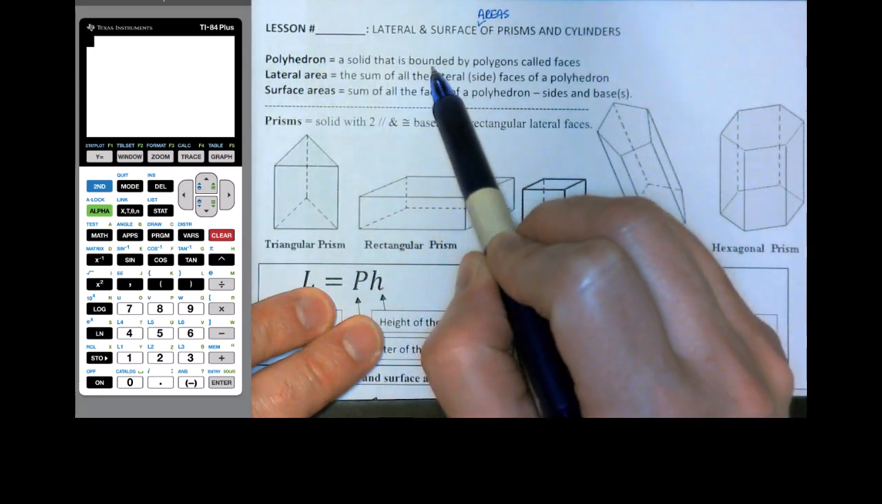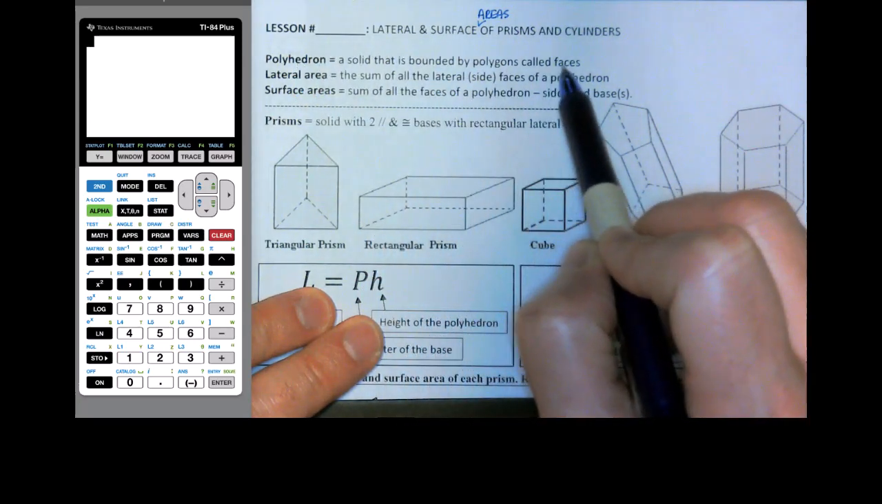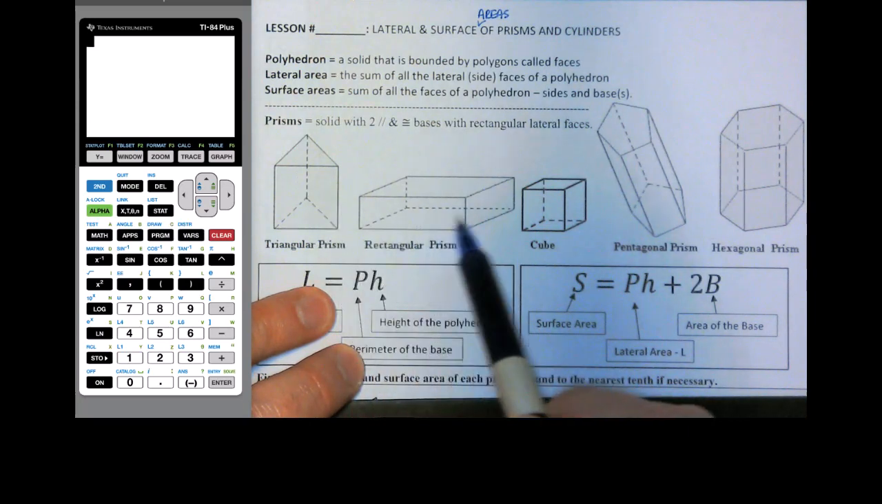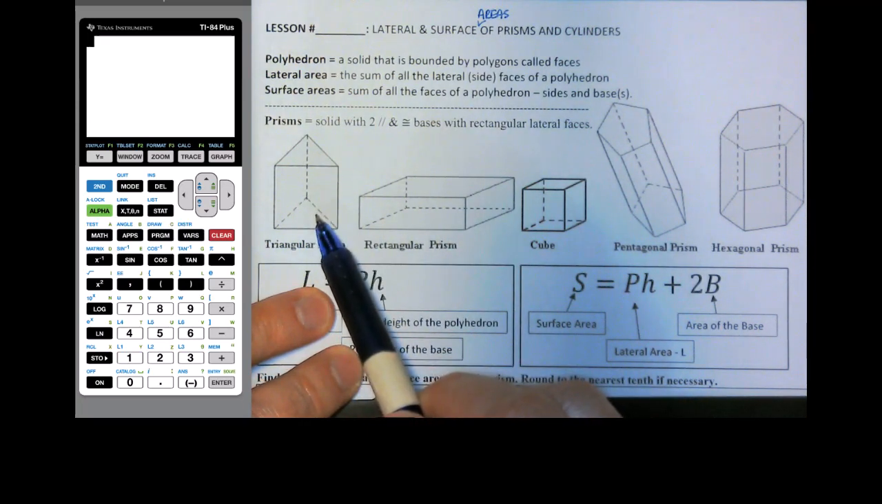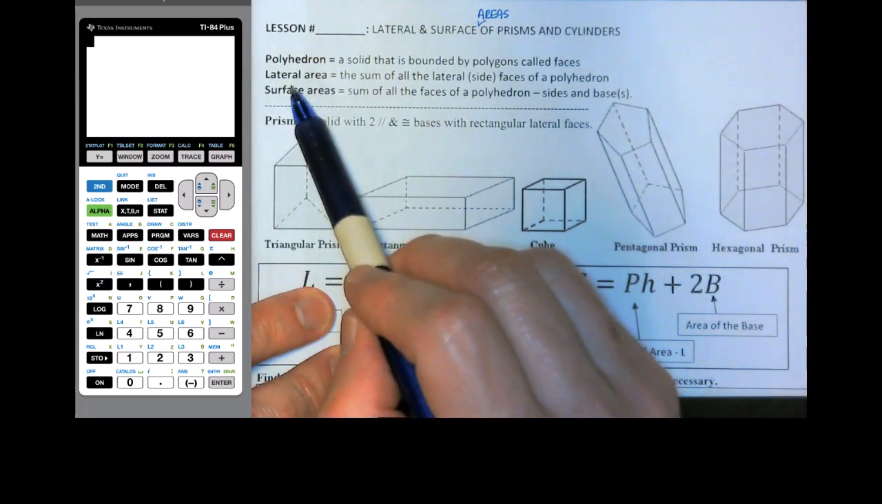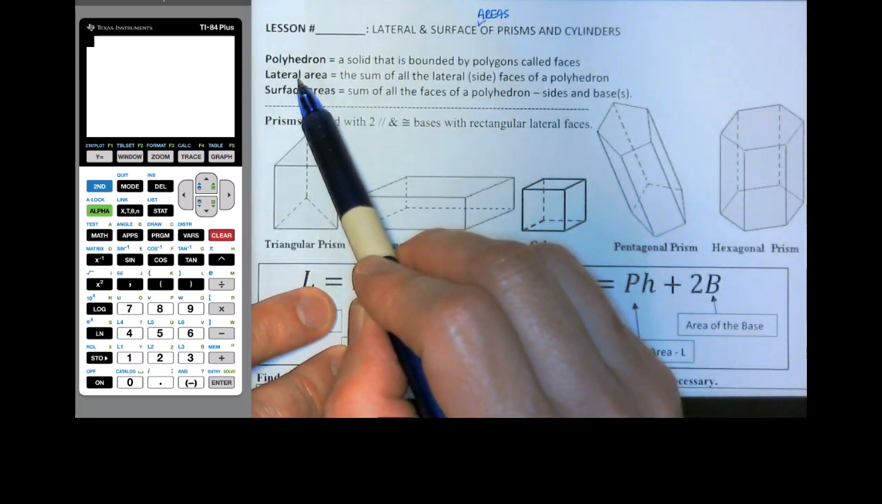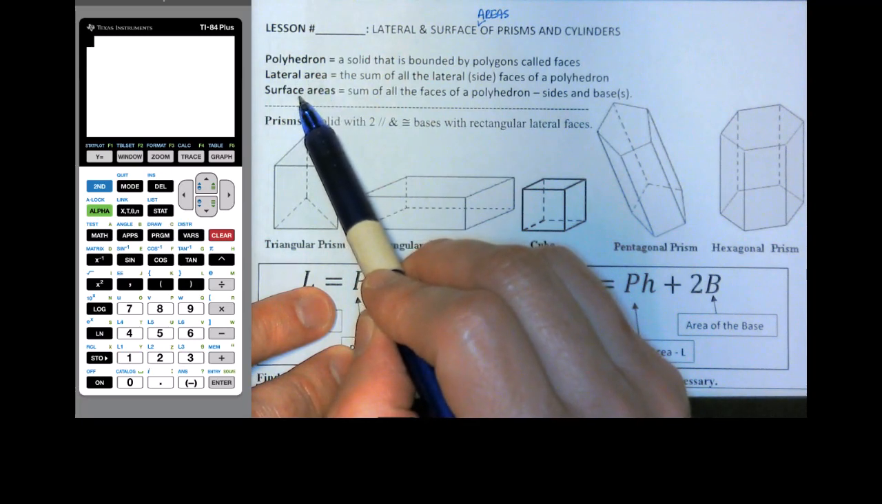Polyhedron is a solid that is bounded by polygons called faces. So these are polyhedrons because all the faces, all the sides are polygons. Okay, now let's talk about lateral area versus surface area.